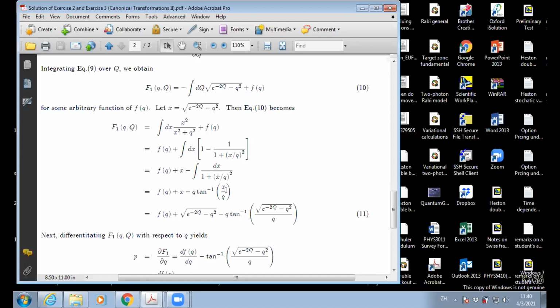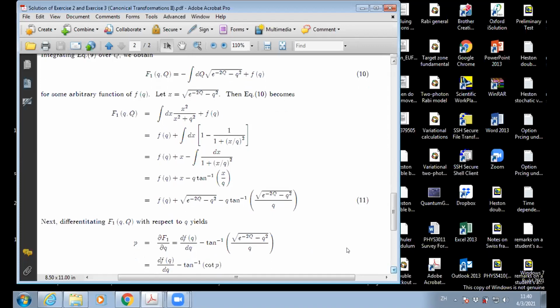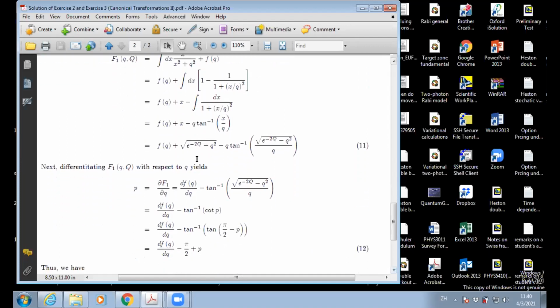Then I put back the definition of x. So I substitute the definition of x back into this expression. Then the second term is given by us, and the third term is given by us. So we have the f1 given in equation 11. What we need to do now is to determine this arbitrary function f(q). So we differentiate this f1 with respect to small q. We have the first term and the second term.